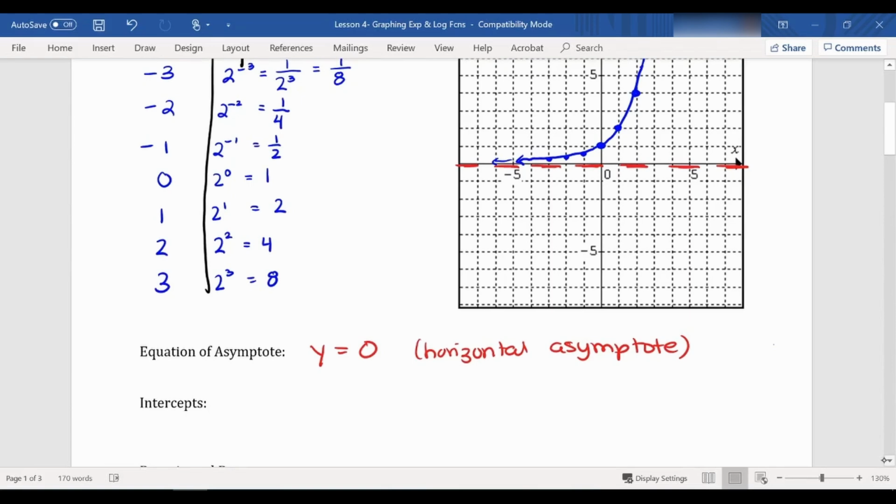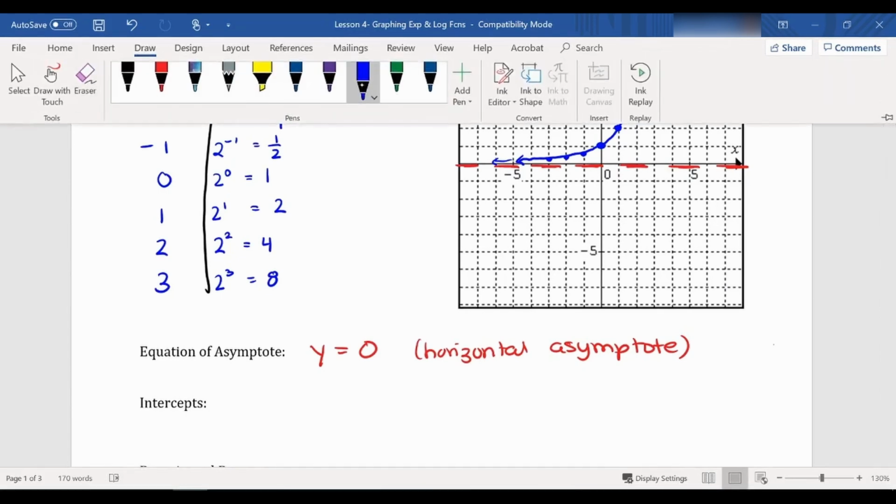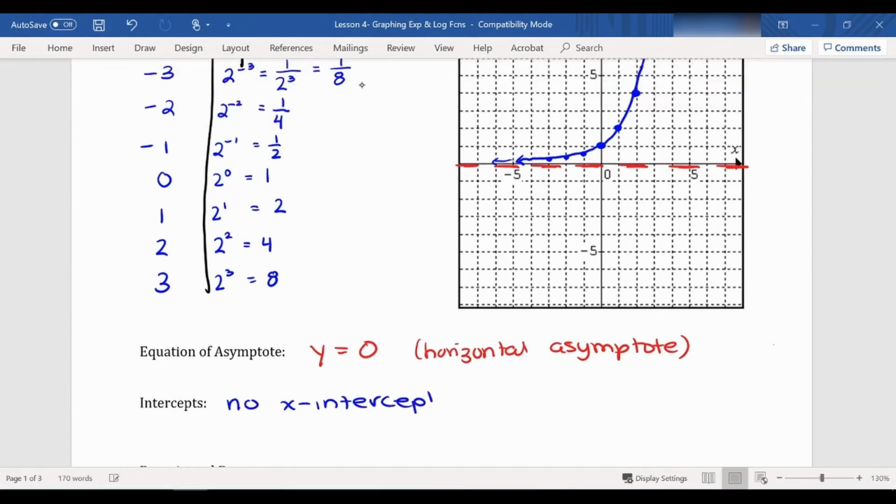Okay. We don't have an x-intercept because the x-axis is an asymptote. And we can see from our graph our y-intercept is 1. Or if you wanted to do the coordinate of the point, it would be (0, 1). Again, unless you have moved this graph up or down, or if you had a vertical expansion or compression, this will always be your y-intercept of a basic exponential function.